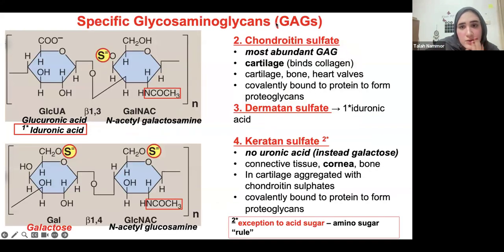Next, we're going to have chondroitin sulfate. Now, chondroitin sulfate is the most abundant GAG. So it's the most abundant.